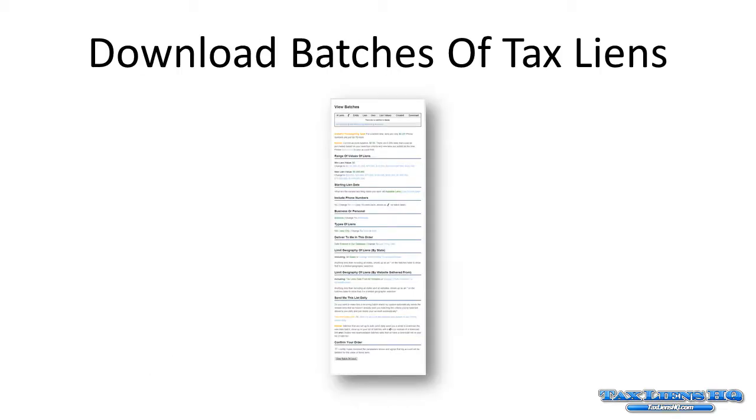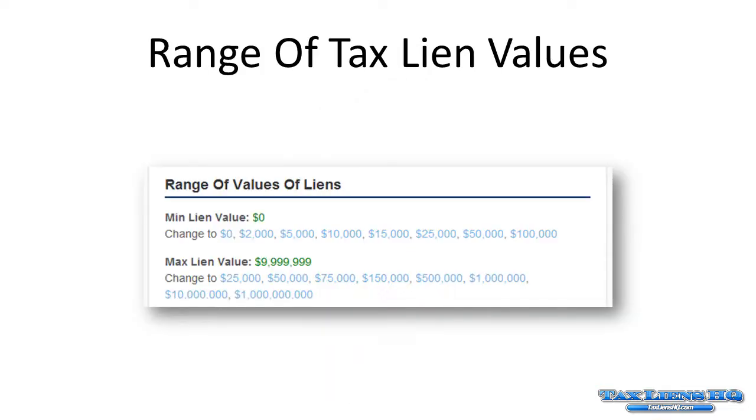We've shown this all on one page. I'm going to go into detail here on the next slide, but you'll be able to go and select exactly the tax liens that you want to download as part of your download batch. The first thing you can select on the page is the range of tax lien values. You can get tax liens of a variety of values.